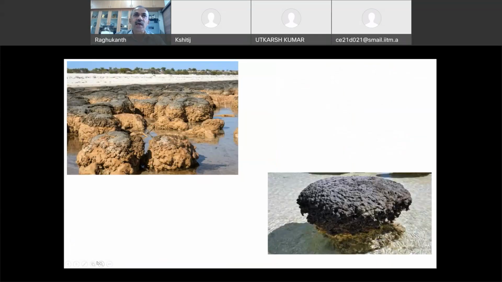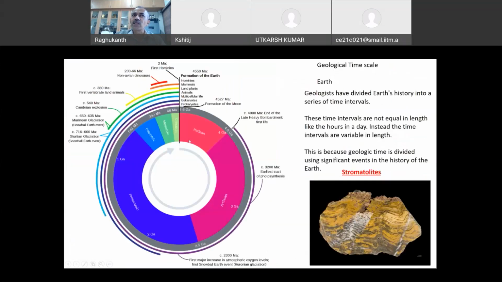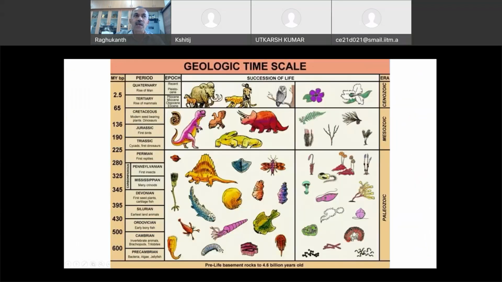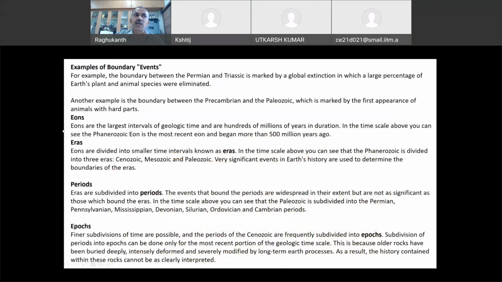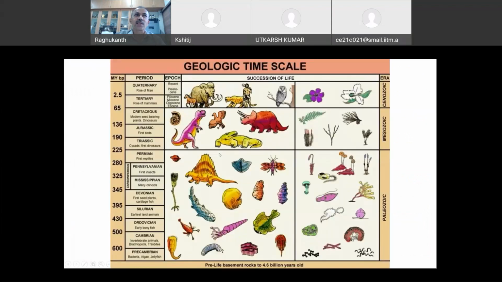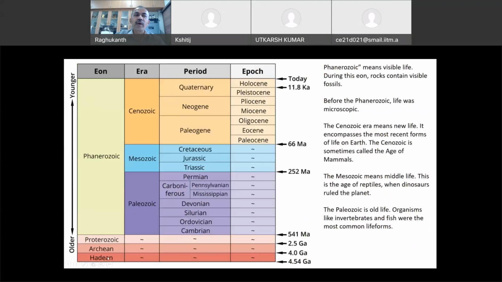You can see this graph. You can see the Hadean eon, then the Archean eon, then the Proterozoic eon, and one more eon. So these are the eons. The recent one is very, very small, but the others are all the old ones. Eons are huge time scales. Then we have eras. Eons are further divided into eras. Four eons are there.